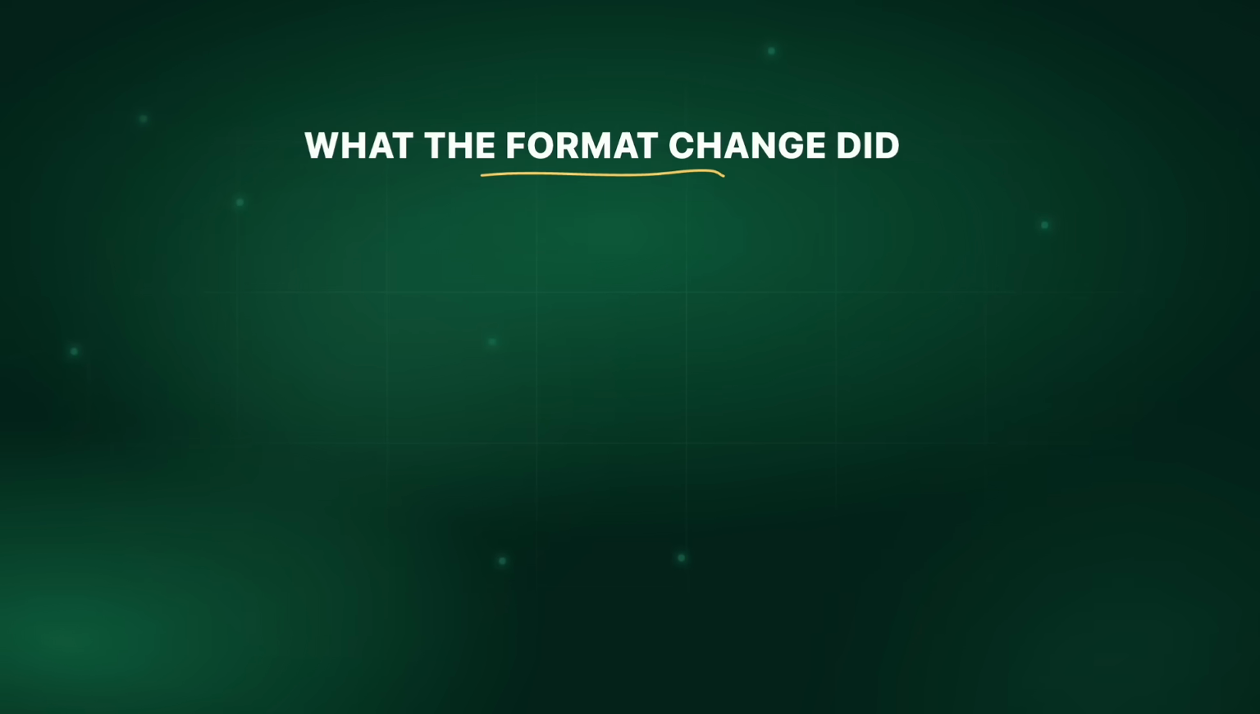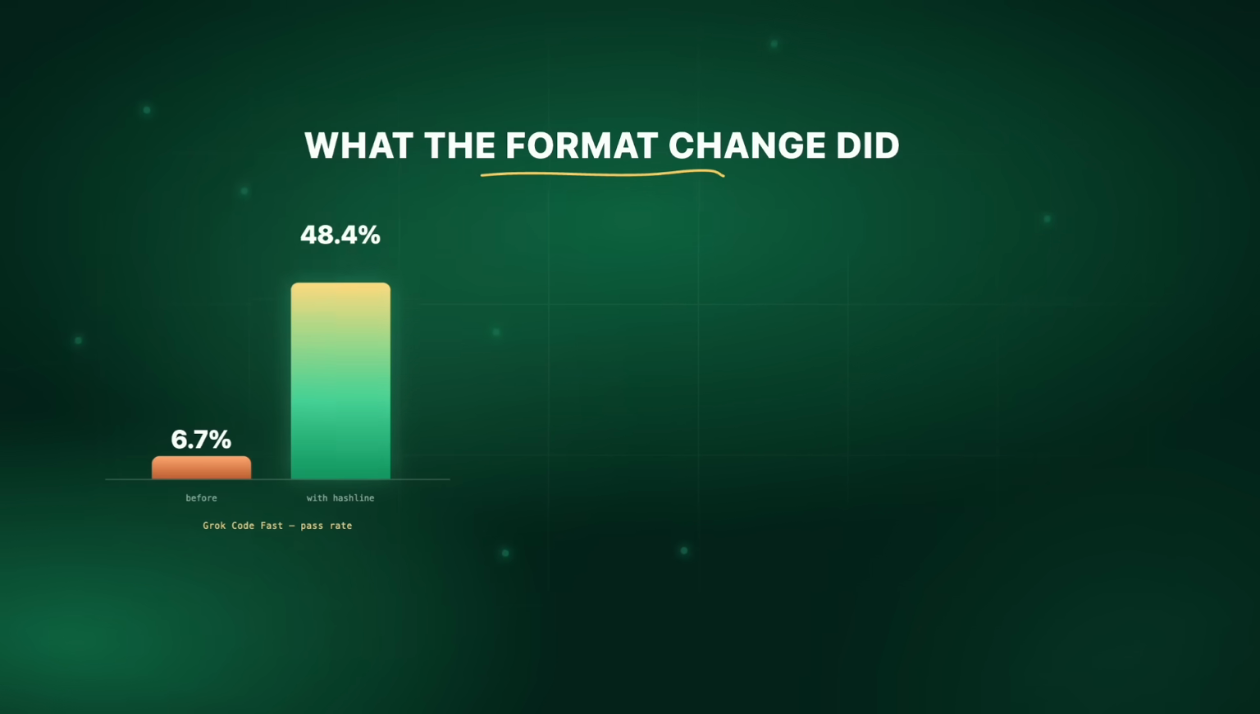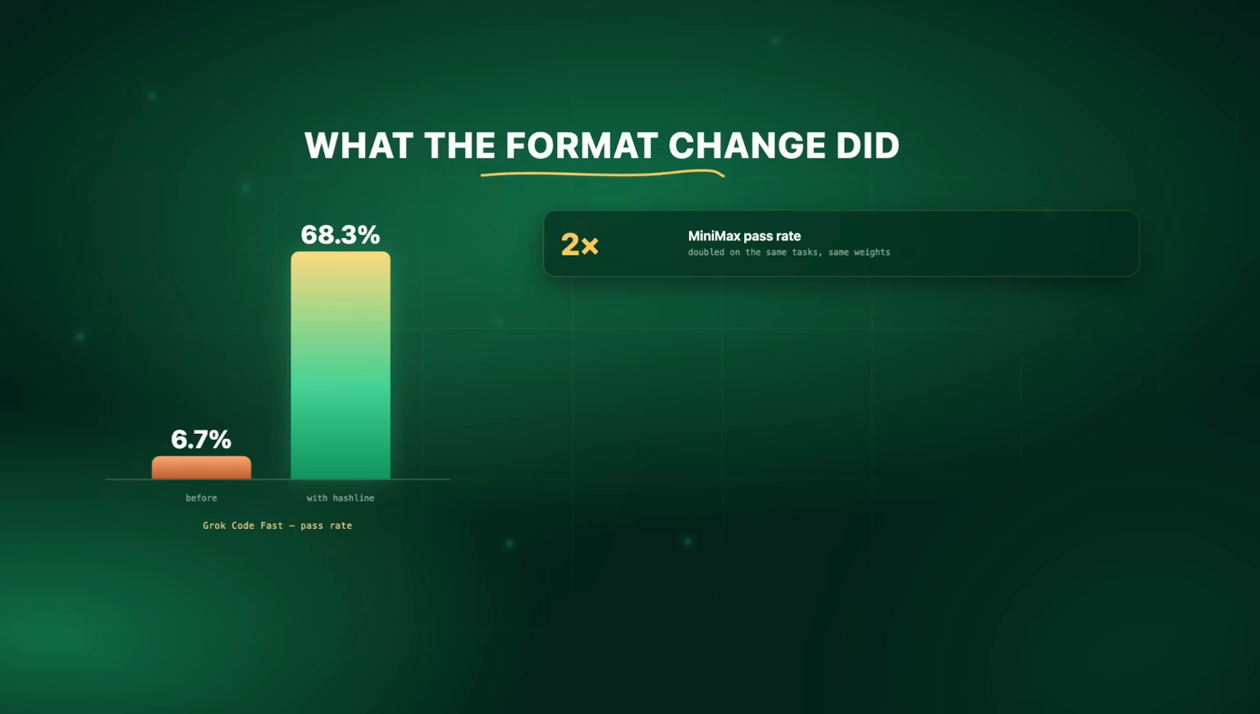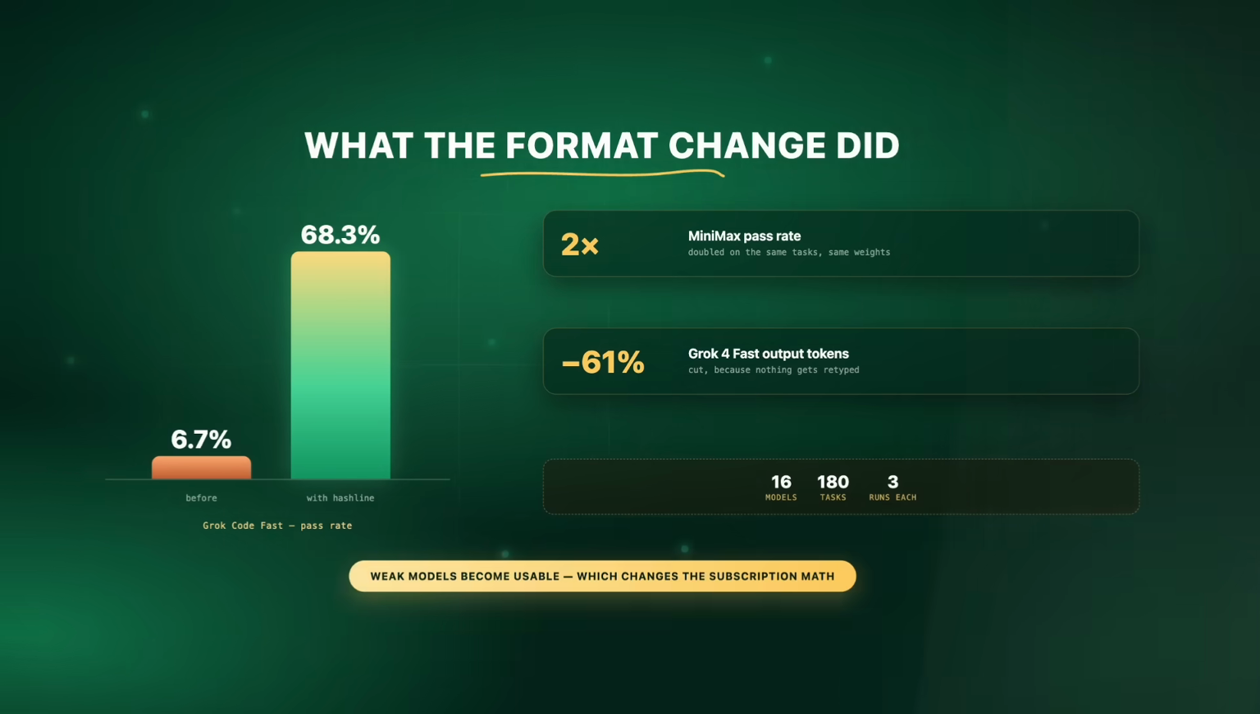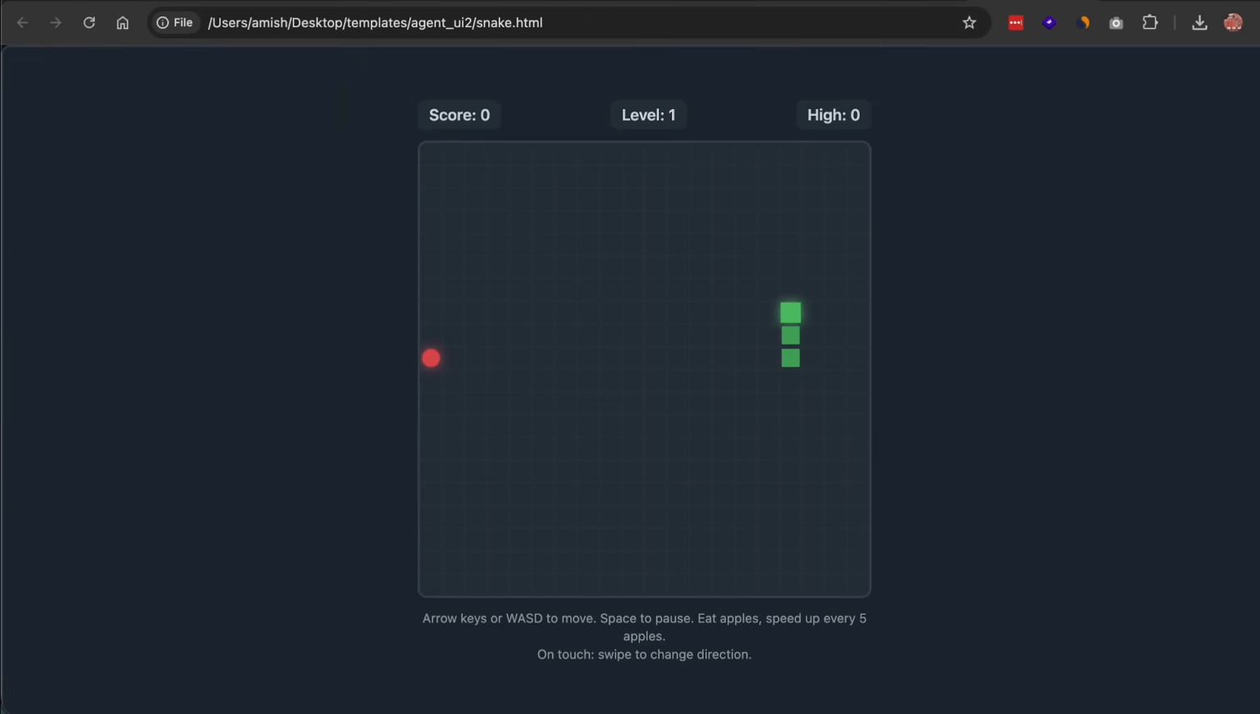That format change is what took Grok CodeFast from 6.7 to 68.3%, doubled Minimax's pass rate, and cut Grok 4Fast's output tokens by 61%. They ran 16 models on 180 tasks, 3 runs each. Weak models suddenly become usable, which quietly changes the economics of which subscription you even need. After maybe 10 minutes of back and forth, I had a genuinely playable snake game in a single HTML file, and not one failed edit the whole time.